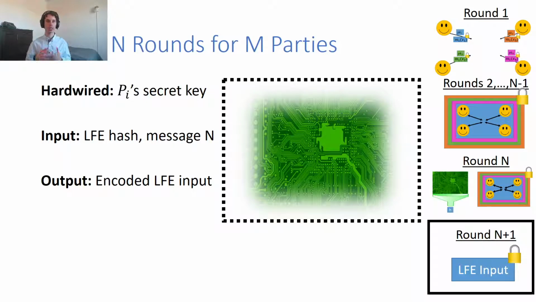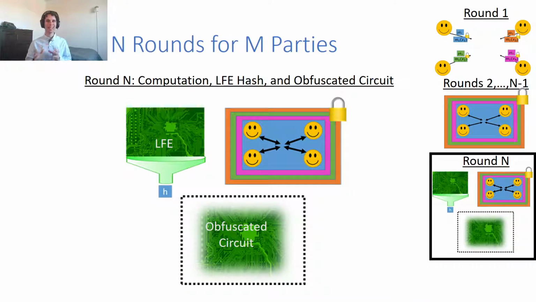So the obfuscated circuit that we're going to use is going to allow the LFE hash sender to compute the LFE input themselves, non-interactively. So hardwired, we're going to have the party's secret key, and the input is simply going to be an LFE hash, which you've received from a different party, as well as the round N messages. Then the output is simply going to be the encoded LFE input for that hash. And as a reminder, the input for the LFE consists of your secret key as well as the last round messages. So we can then send the obfuscated circuit at the same time as the LFE hash, and this saves a round.